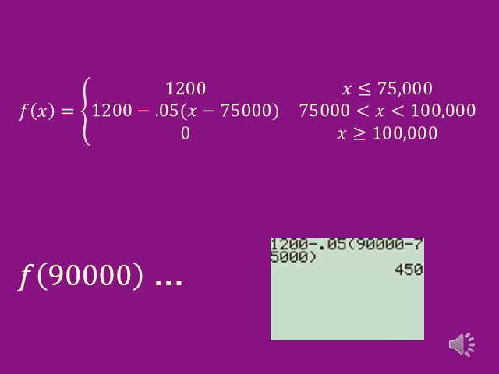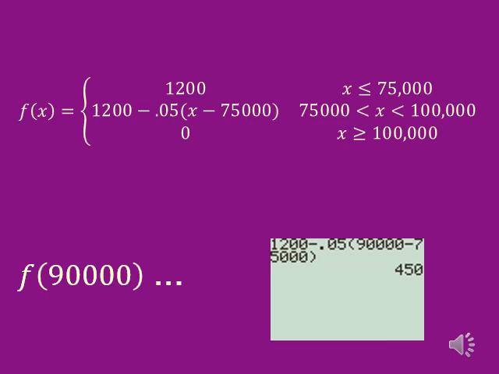Now, one of the questions I asked before said, what's f of 90,000? And all you do for that is you just plug 90,000 into the middle part of that function. And I go to the middle part because x is between 75,000 and 100,000. That's how I know which part to use.